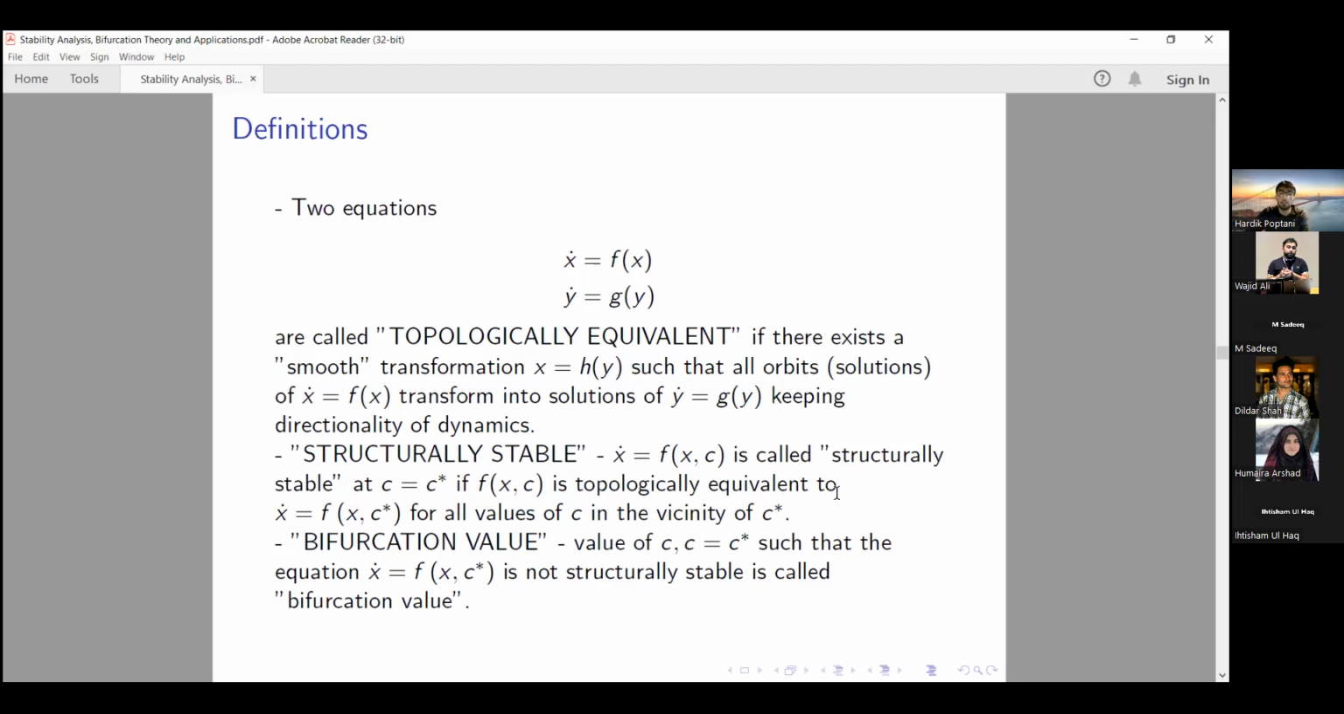Now, a bifurcation value is a value of c such that the equation is not structurally stable, and it is called a bifurcation value.